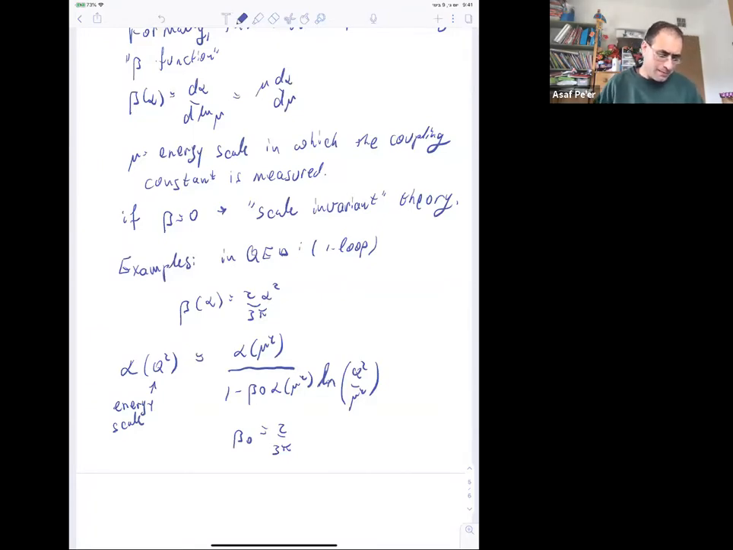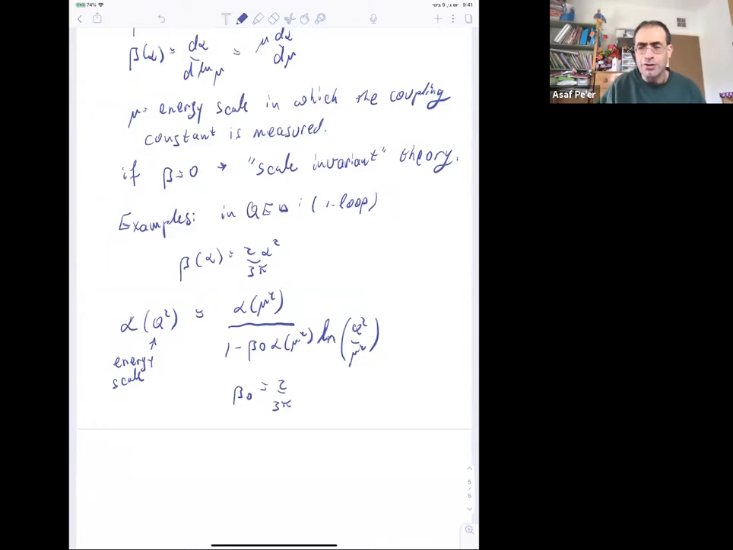Since beta is positive, it means that the QED coupling constant increases. Beta 0 here is positive, so as the energy increases, the alpha increases. The coupling constant increases.